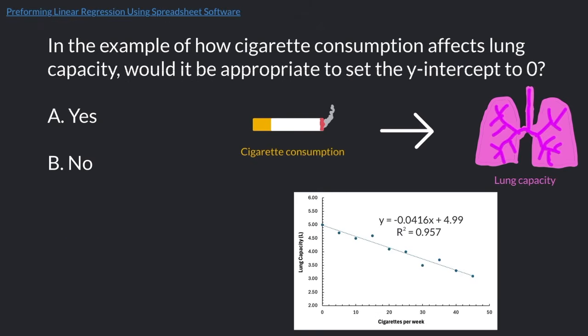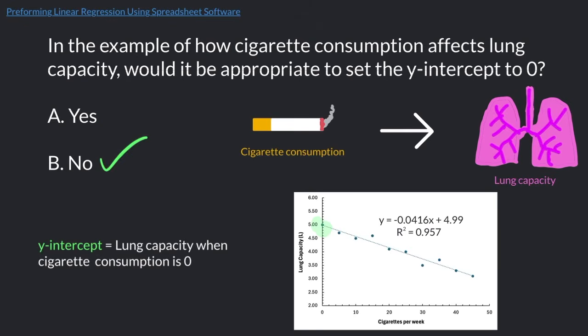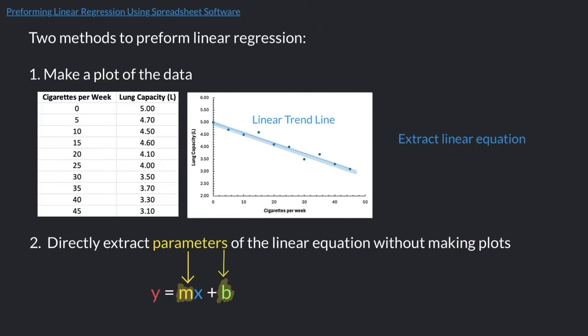In this example, the y-intercept represents the lung capacity when cigarette consumption is 0. Since lung capacity is not 0 for a non-smoker, it would not make sense to set the y-intercept to 0. Now that we've gone over the first method, let's talk about the second method.